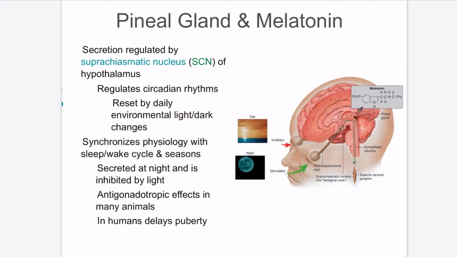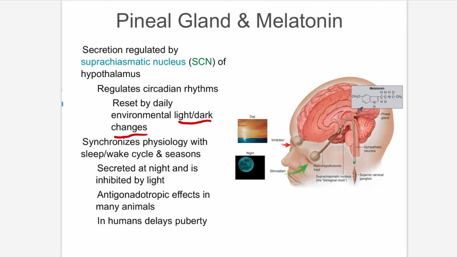Finally, we're just going to talk about a few other miscellaneous glands and their hormones. The pineal gland, which is kind of posterior to the thalamus, and there is the suprachiasmatic nucleus of the hypothalamus that releases melatonin. Melatonin is what gives us our sleep-wake cycles, our circadian rhythms, and it's regulated by light and dark changes.